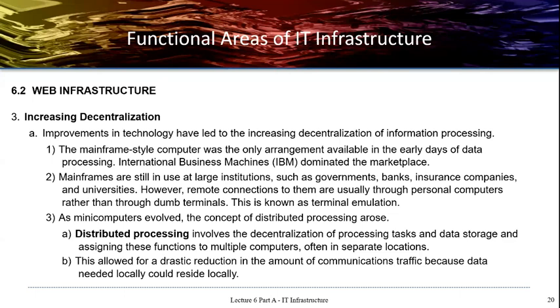As minicomputers evolved, after the mainframes, the second-lowest one is mini. The concept was distributed processing. At that time, banks also started distributing, and sometimes they were not all connected to the head office. There's a regional server. The regional branches are connected to the regional server, and only the regional server is connected. That's called distributed computing. All processing is not central. Distributed processing involves the decentralization of processing tasks and data storage, assigning these functions to multiple computers, often in separate locations. This allows a drastic reduction in communication traffic because data needed only resides locally. Let's say for the Colombo region, you have a small mini computer, and in Gampaha you have another one. But in Colombo, all the branches are connected here.